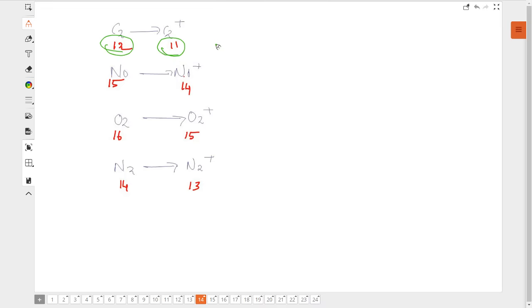Now tell me the magnetic property of C2 plus. It has to be paramagnetic. NO is nothing but nitrogen monoxide. It looks like a small letter, but it's capital. 15, it is expected to be para. 14 is dia. Now tell me the magnetic property of O2. Let me see who answers correctly and first.